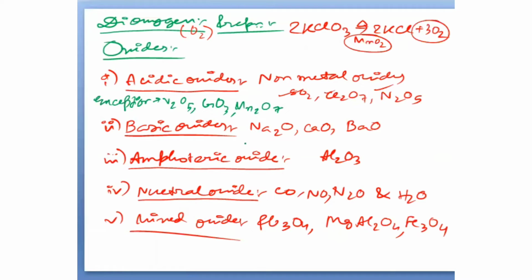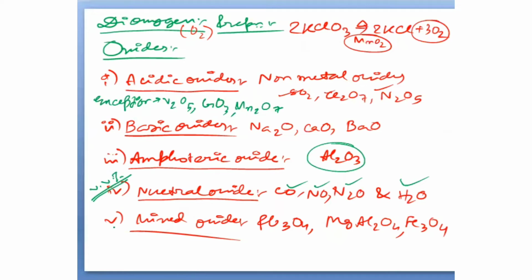Next are basic oxides. They are metal oxides, that is Na2O, CaO, BaO. Then comes our amphoteric oxide, that is Al2O3. Then our neutral oxides, that is CO, NO, N2O. Now this neutral oxide is very, very important, because it is often asked to point out the neutral oxide. So they will be CO, NO and N2O.